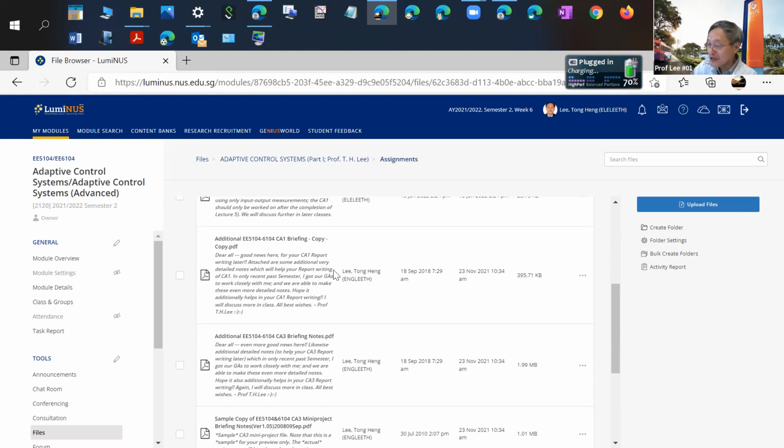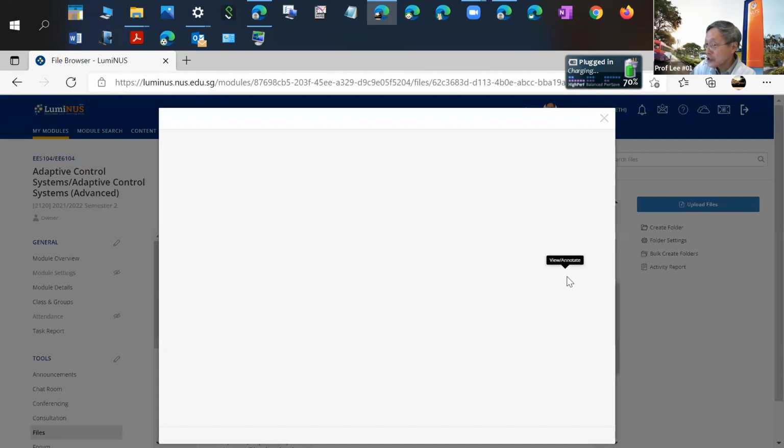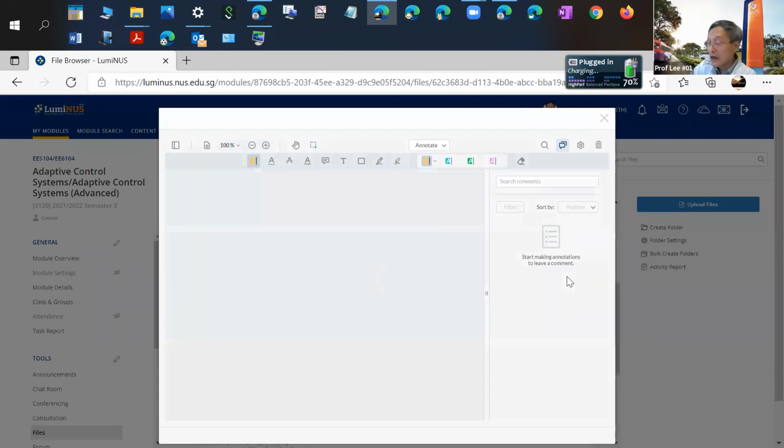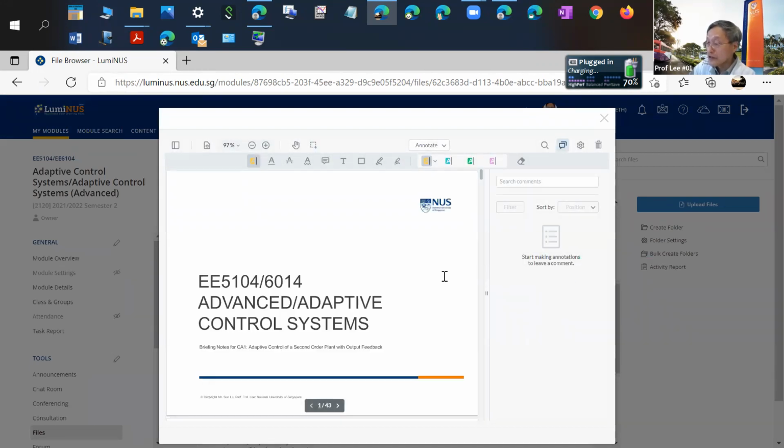So I said, Sun Lu, put together for me a very detailed report that will guide the students. So you see this down here, this is very, very detailed, which can help you to write your CA1 report even. Let me now very quickly show this down here. Or you can download this. So you see here, Sun Lu has put together for your CA1 a very, very detailed report, which is 43 pages. So certainly, with enough information for you to write a lot of things.